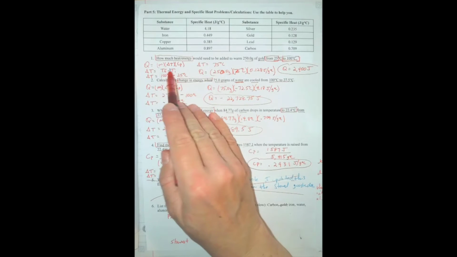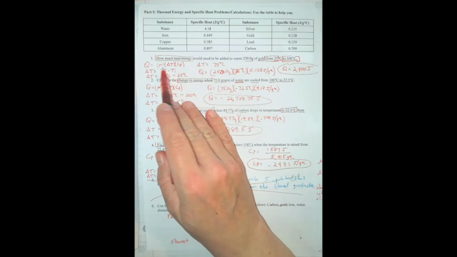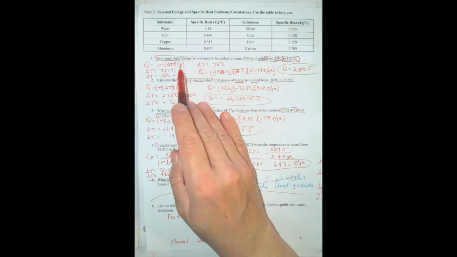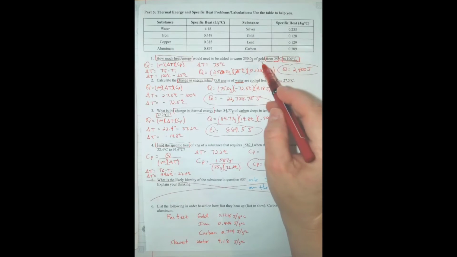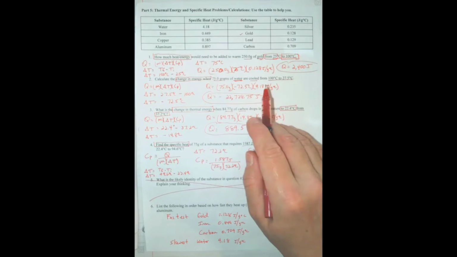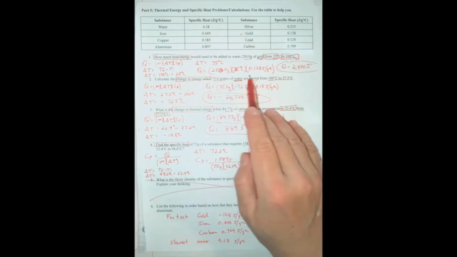So I go through, I figure out that the only thing I don't have is my change in temperature. I've got my mass, it's right there. I have my specific heat, it's in this chart right here, and specifically I'm looking for gold. There it is right there. It's 0.128 joules over grams degrees Celsius. And then it's just a matter of plugging in the numbers, doing the math, and in a perfect world you came up with 2400 joules.